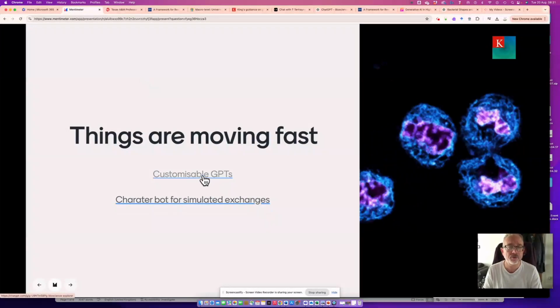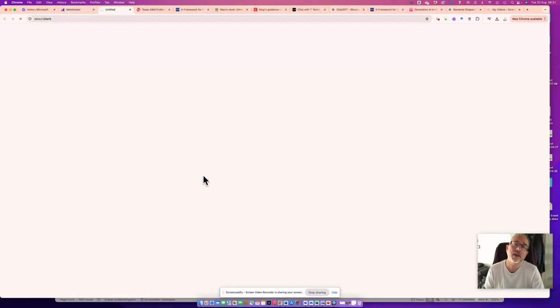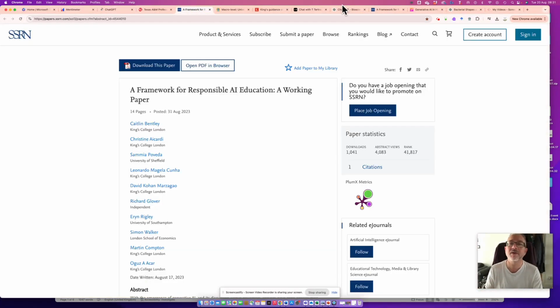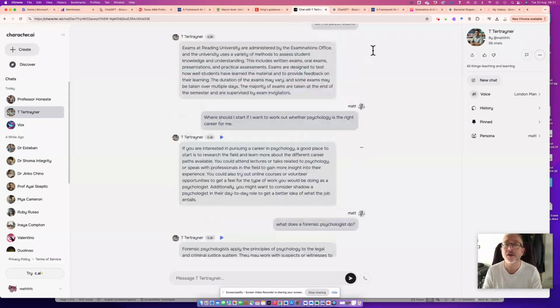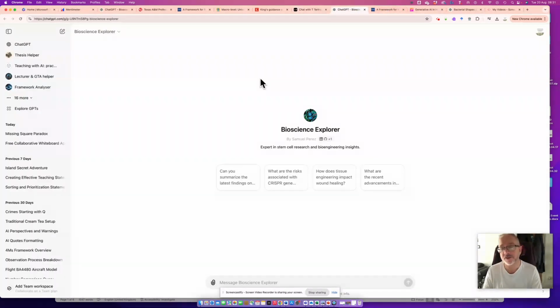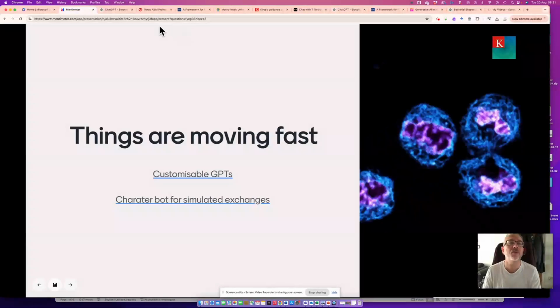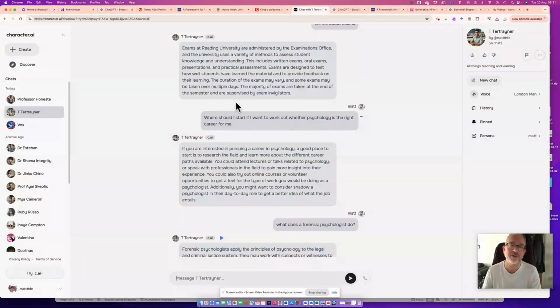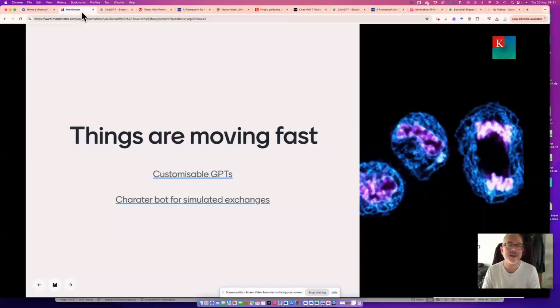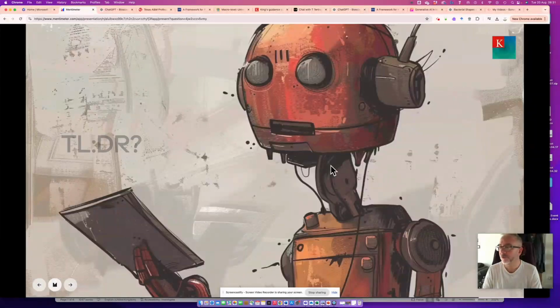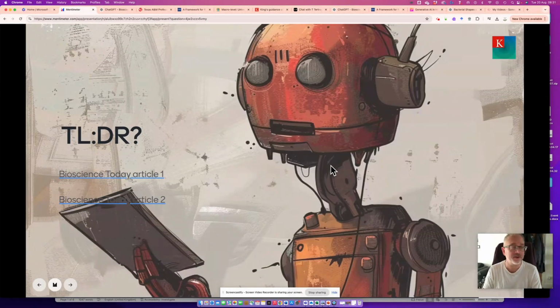I showed some examples of customized GPTs. So this one here is a custom GPT, a GPT that's been built. Here we go, a Biosciences Explorer. It's using what's called RAG, retrieval augmented generation, to really focus attention on specifics of biosciences. And character bots as well, I think are really interesting. Do have a look at some of these here, using specific voices. I'm aware that I have to keep under 5 minutes.